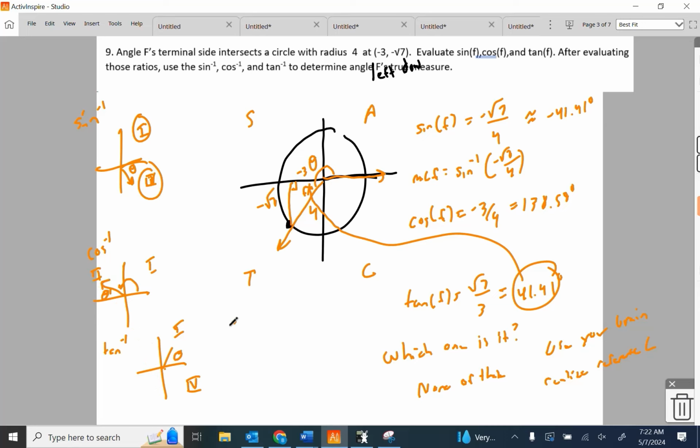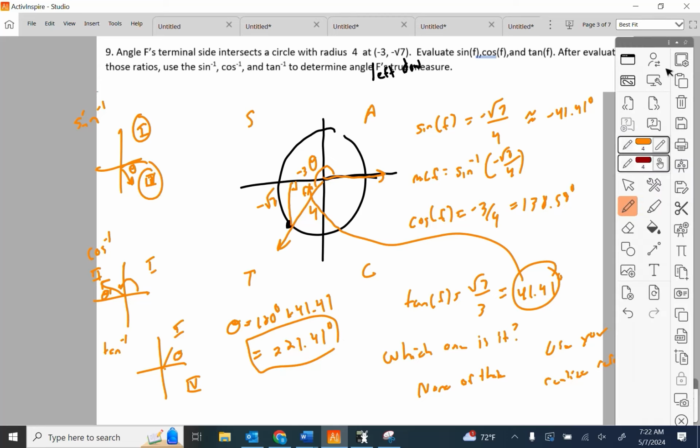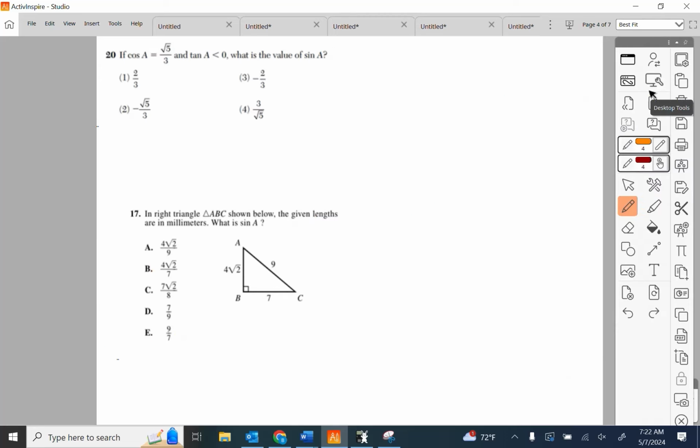So the actual angle theta is 180 degrees plus 41.41, which is 221.41 degrees, which makes sense. The angle's in quadrant 3. It's bigger than 180. And there's that one. All right, we have all the ACT style stuff.